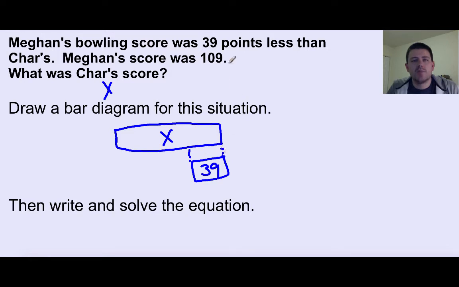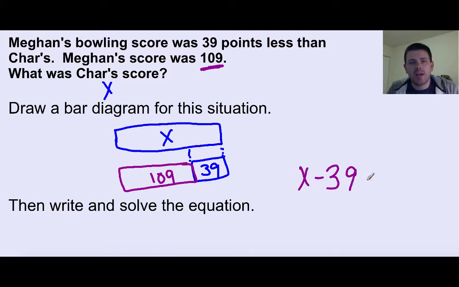Remember, for subtraction, it comes back underneath because you're going back down into a smaller number since you subtracted some of it away. You'll notice this gap here, what's left over after we subtracted away 39. They tell me Megan's actual score was 109. So we had the equation x minus 39, Char's score minus 39 to get to Megan's, equals 109. That's what the problem gave us.